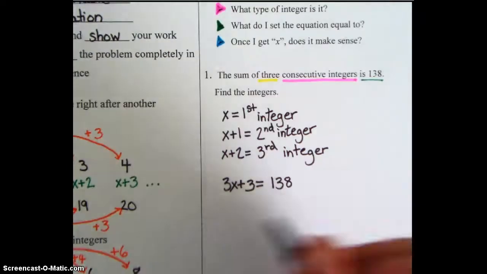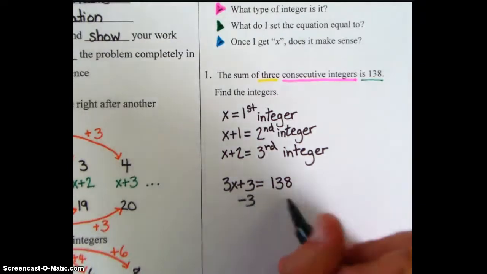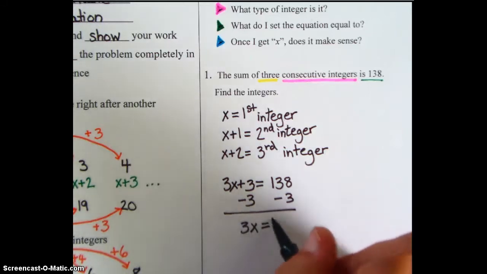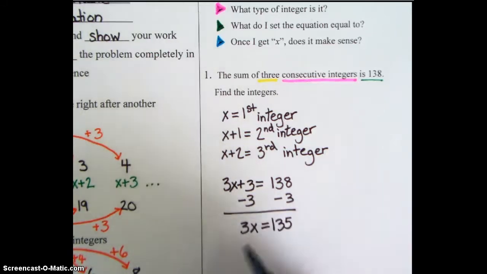How do we solve it? Well, let's subtract 3 from both sides. So we'll get 3x equals 135. And then if we divide both sides by 3, we are going to get x equals 45.